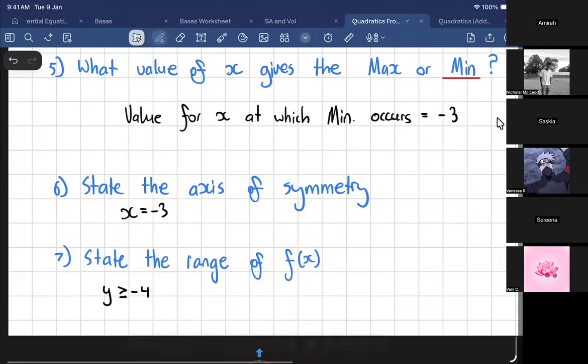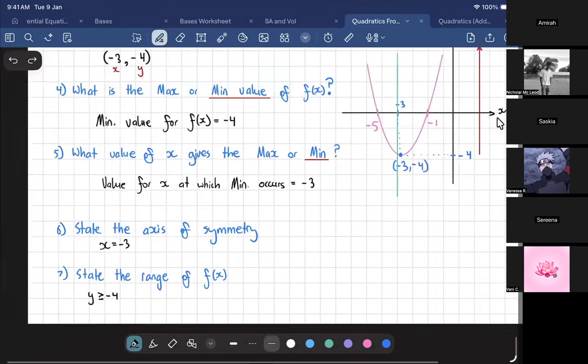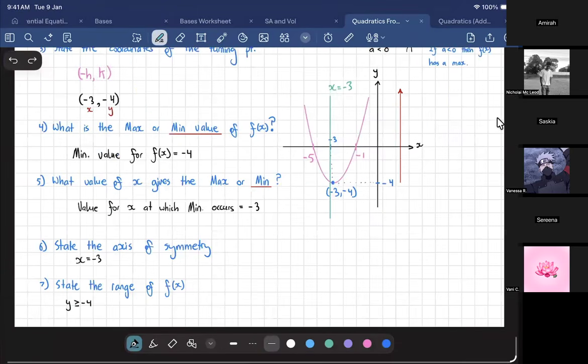You could write it like that if you want, or you could write f of x is more than or equal to -4. Either one is fine. You know why? Remind my guys, f of x is the same thing as what? y. Exactly. So it doesn't matter. F of x is the output for the function, which is y. So, does everybody understand this question? Yes, sir.